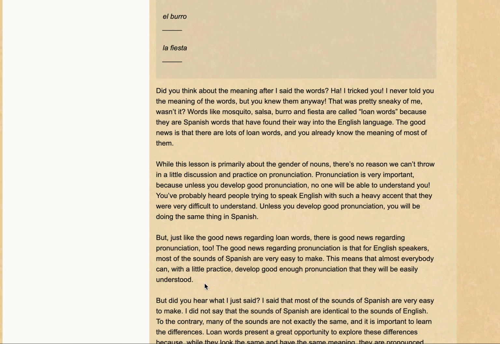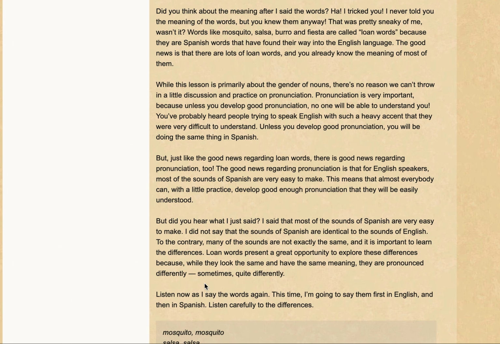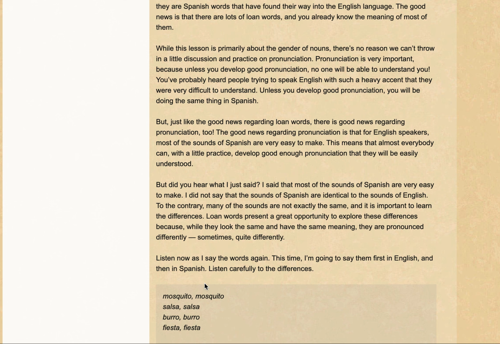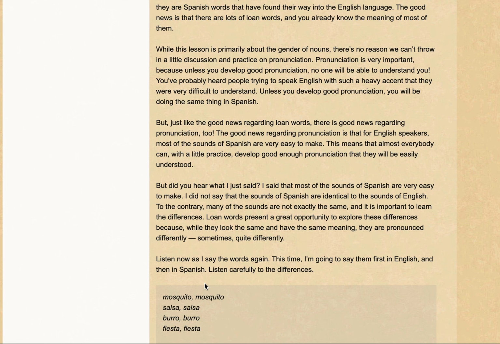While this lesson is primarily about the gender of nouns, there's no reason we can't throw in a little discussion and practice on pronunciation. Pronunciation is very important because unless you develop good pronunciation, no one will be able to understand you. You've probably heard people trying to speak English with such a heavy accent that they were very difficult to understand. Unless you develop good pronunciation, you will be doing the same thing in Spanish.